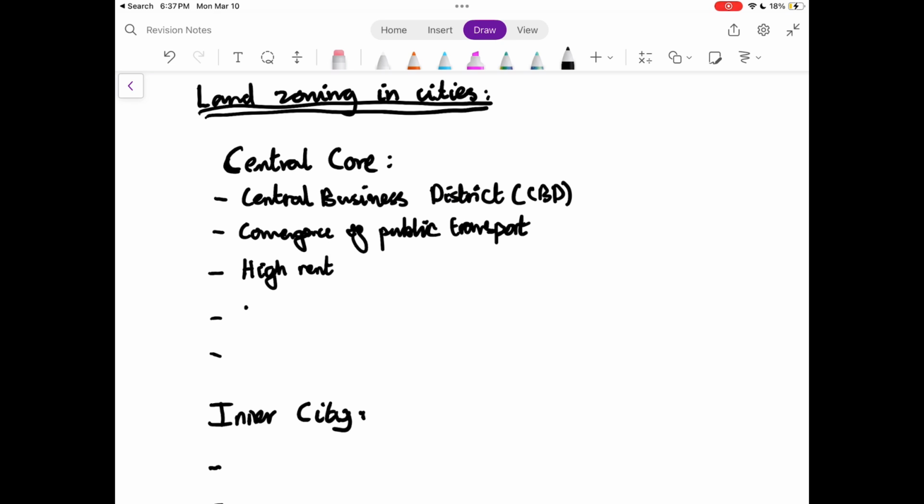The next feature is traffic restrictions on vehicles. And this is because in order to increase functionality of the central core, some governments may impose taxes or restrictions on the amount of vehicles that can enter the central core, because if there are too many vehicles in the central core, it may cause traffic congestion. So traffic restrictions can help to reduce that.